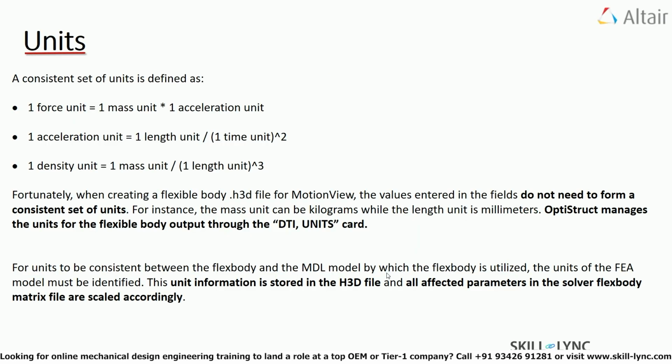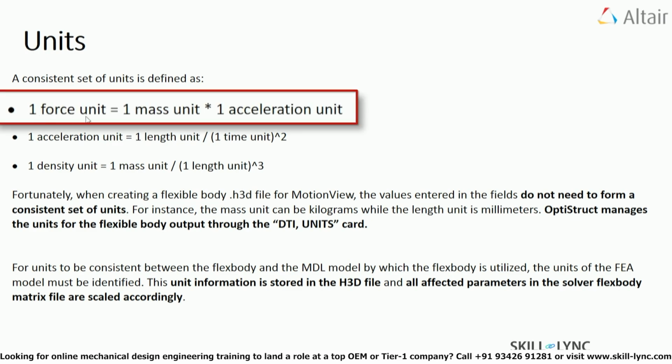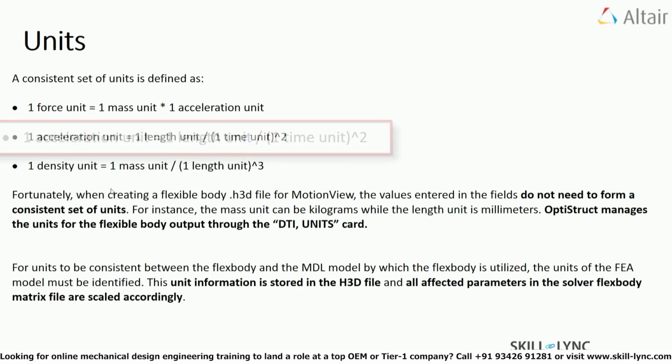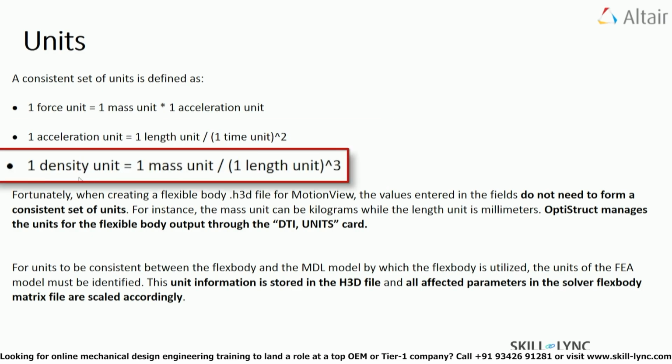So now let's talk about the units. A consistent set of units is defined as, for example, one force unit is one mass unit into one acceleration unit. One acceleration unit is equal to one length unit divided by one time unit square. One density unit is basically one mass unit divided by one length unit cube.